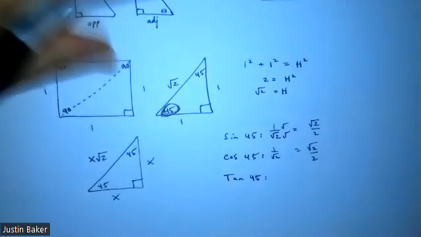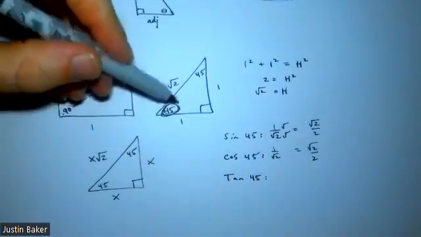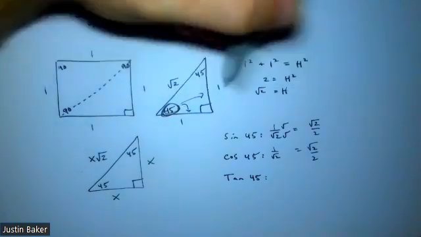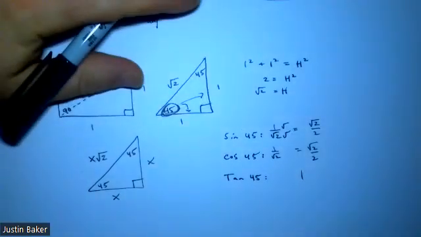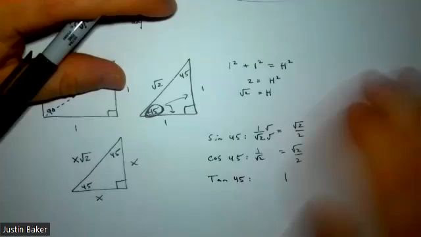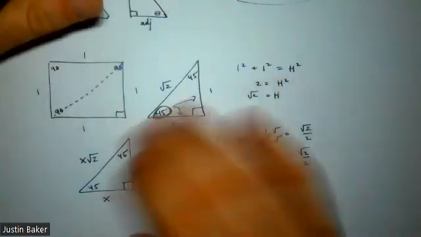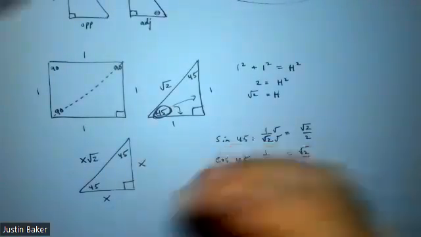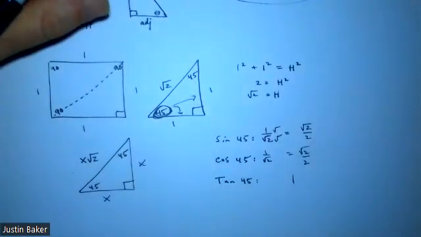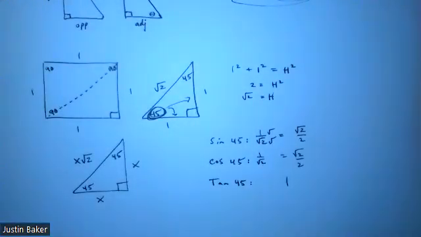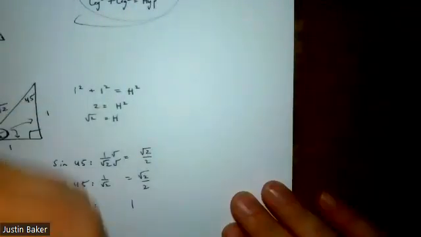Root 2 over 2. And if I look for tangent, tangent is the opposite over the adjacent. 1 divided by 1 is 1. Okay, so in a minute, we're going to need to access all of this information. Now, do you have to replicate what I'm doing right now? No, not really. I'm just trying to give you some backstory, a little idea of where this stuff's coming from. And we can do the same thing with the 30, 60, 90s.